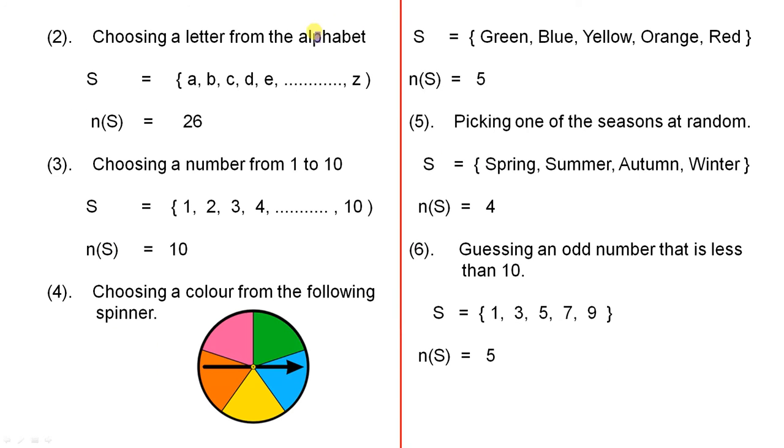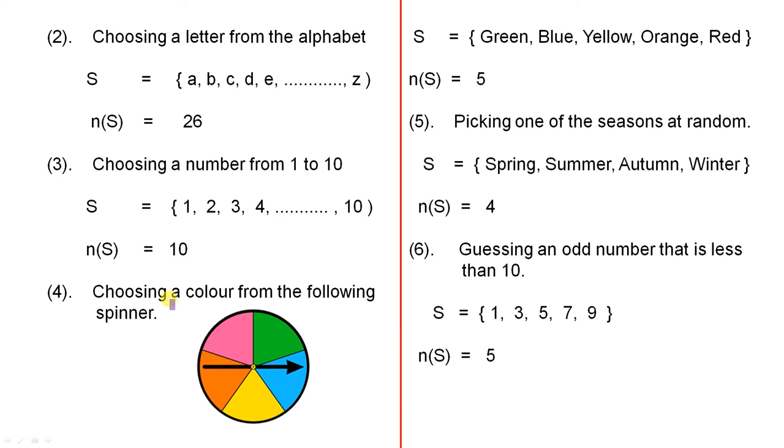The next one, choosing a letter from the alphabet. The sample space starts at the letter A and ends at Z. The number in the sample space is 26 because there are 26 letters. Choosing a number from 1 to 10. There are the numbers from 1 to 10. There are 10 possible choices.